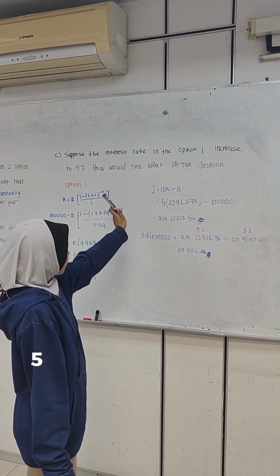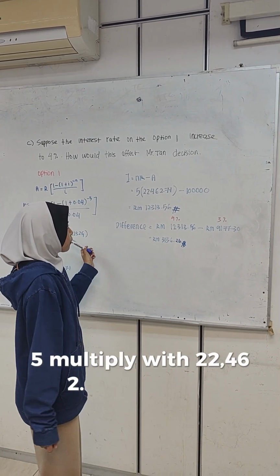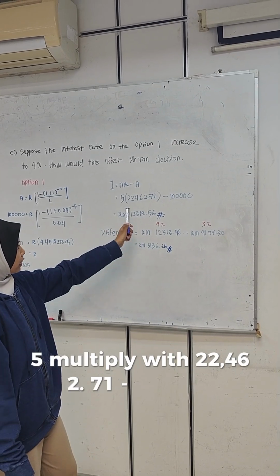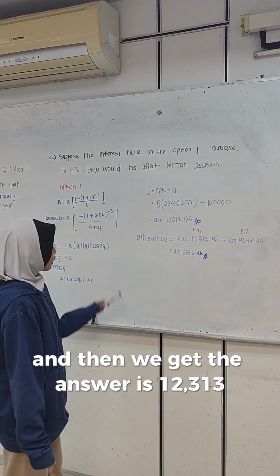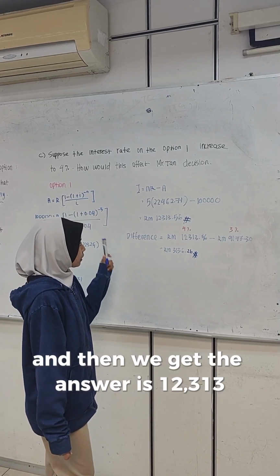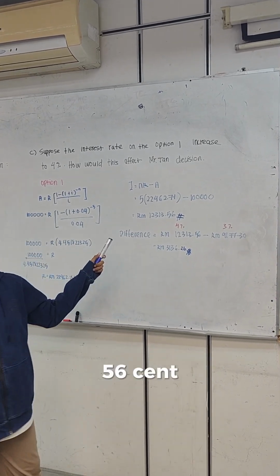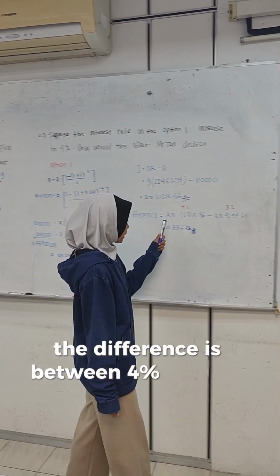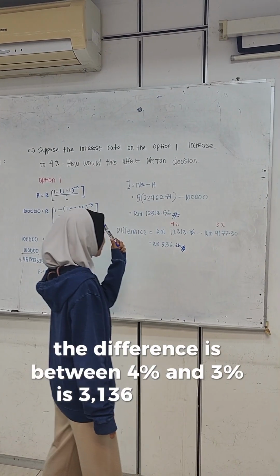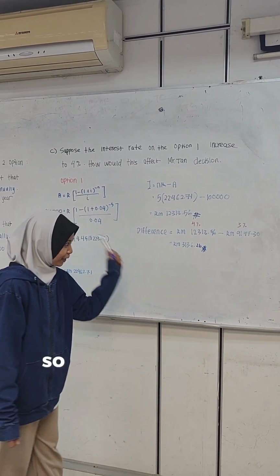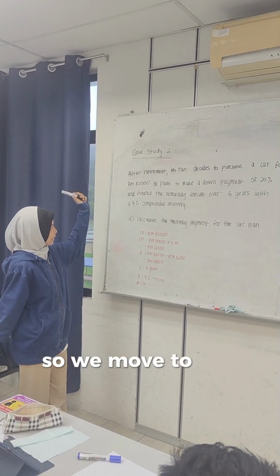For the interest charge, it is NR minus A. 5 multiplied by 22,462.71 minus 100,000. And then we get the answer, 12,330.56. The difference between 4% and 3% is 3,136.26. We move to the next question.